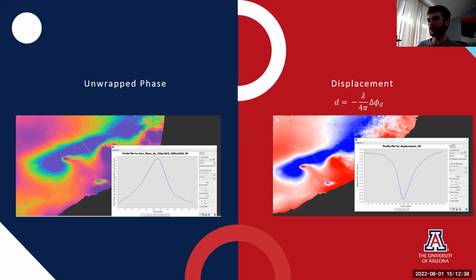So we go from a rising phase value to a lowering displacement value, which makes sense because as the phase increases, the displacement should move away from the sensor. And it's a little hard to tell on this, but we'll see it more closely later. But it goes down to about negative 0.4 meters.